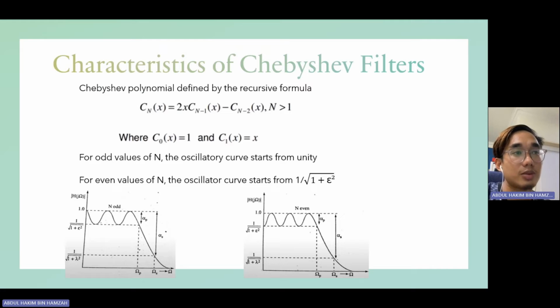So the characteristics of the Chebyshev filter. The Chebyshev polynomial is defined by a recursive formula. So the formula is the recursive formula, and for odd values of n, the oscillating curve starts from unity, while for even values of n, the oscillating curve starts from 1 over the square root of 1 plus epsilon squared. So the left one is for odd, which starts from unity, and the right side is for even, which starts from that equation.